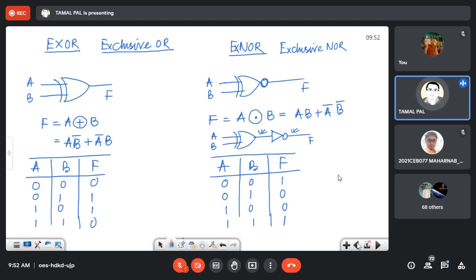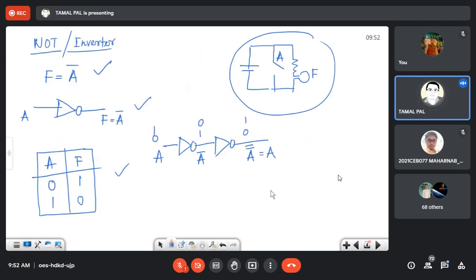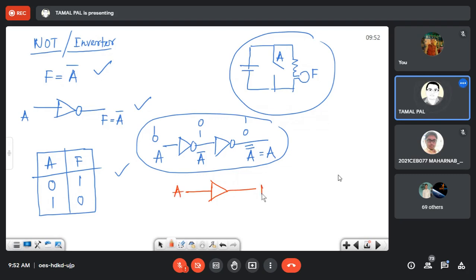Just a few slides back, I discussed that if two inverters are connected in series, then it provides the same output as the input. Okay. This circuit is known as a buffer, but it is sometimes used as a separate gate. That means its symbol is the same as the NOT gate, but there is no bubble on the front of it before that triangle. Okay. So this is nothing but the buffer.